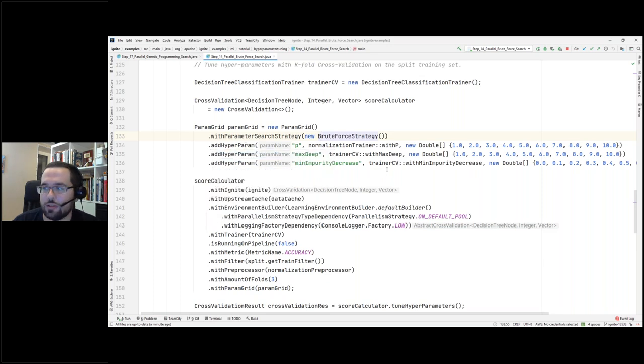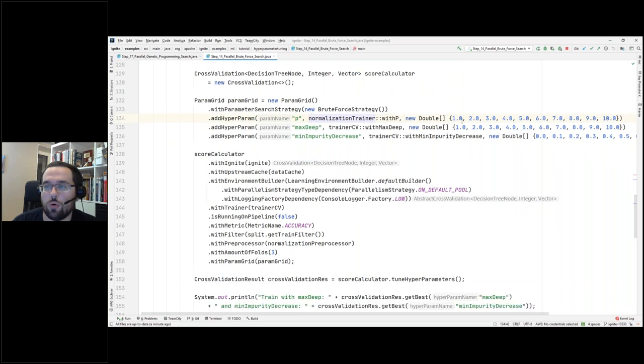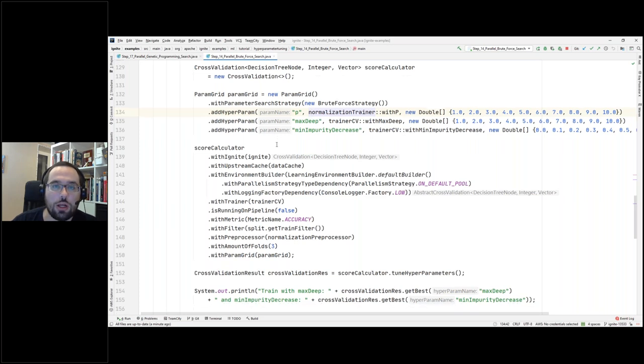And we will see it in the debug. We add three hyperparameters, two of them related to the decision tree classification trainer. One of them is a P norm for the normalization trainer. It trains too. We want to choose different norms, and maybe we'll be successful with alternatives to one or two. They are the most popular.